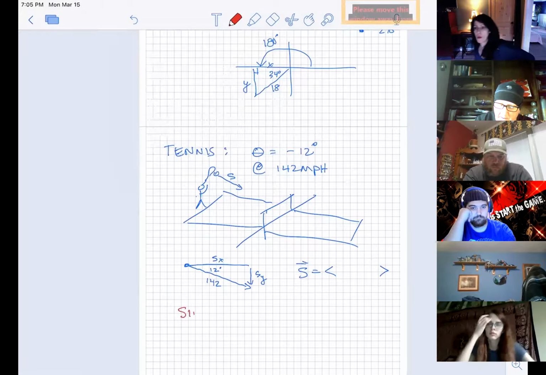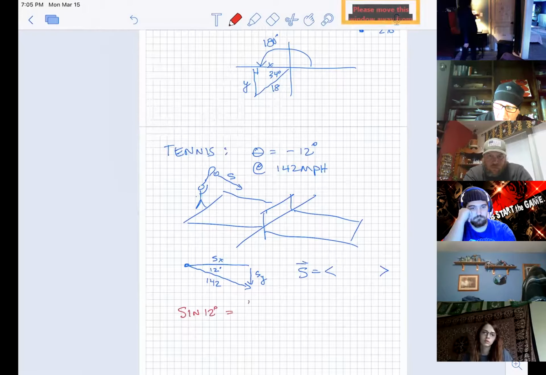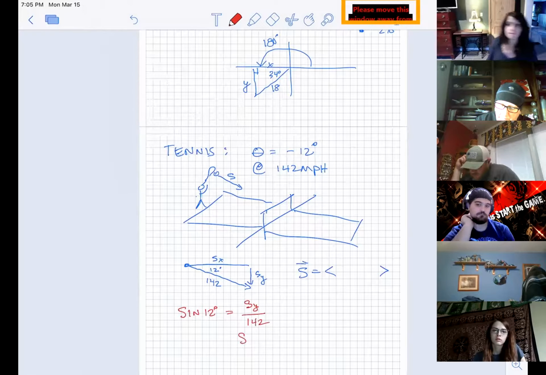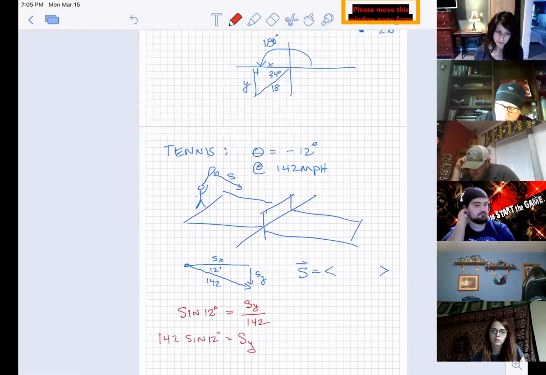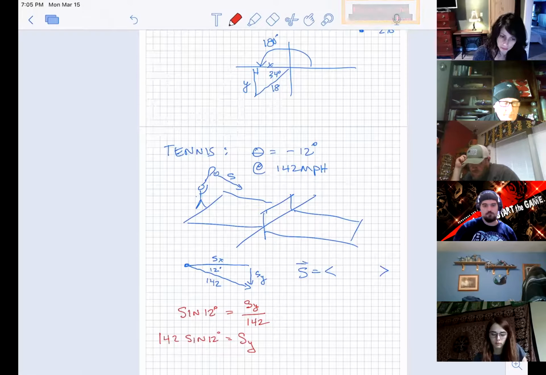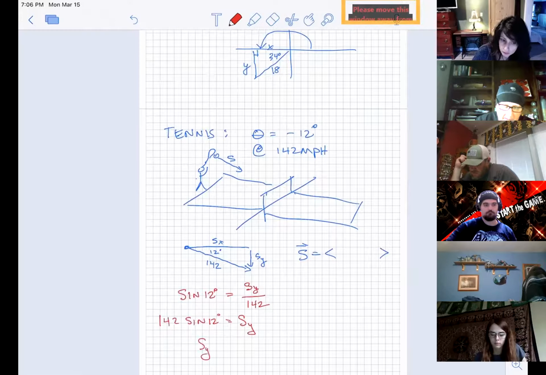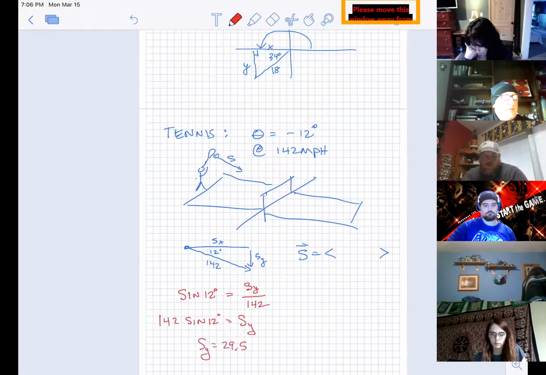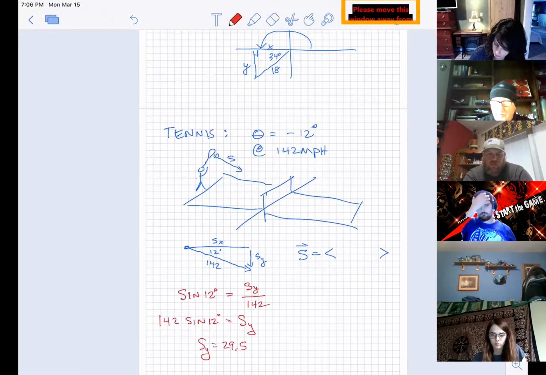I could say the sine of 12 degrees is opposite, S of Y, divided by hypotenuse. So that means the Y coordinate would be 142 times the sine of 12. Bella agrees. The problem with logic is you get S of Y equals 29.5. And if you don't look at the picture, which maybe is what Nicholas did wrong, then you don't realize, oh, that's actually negative.